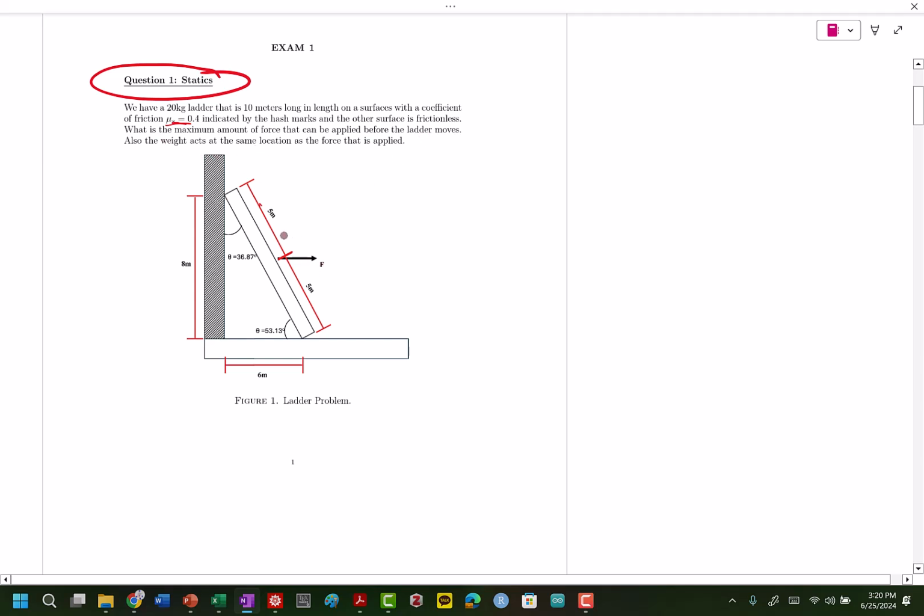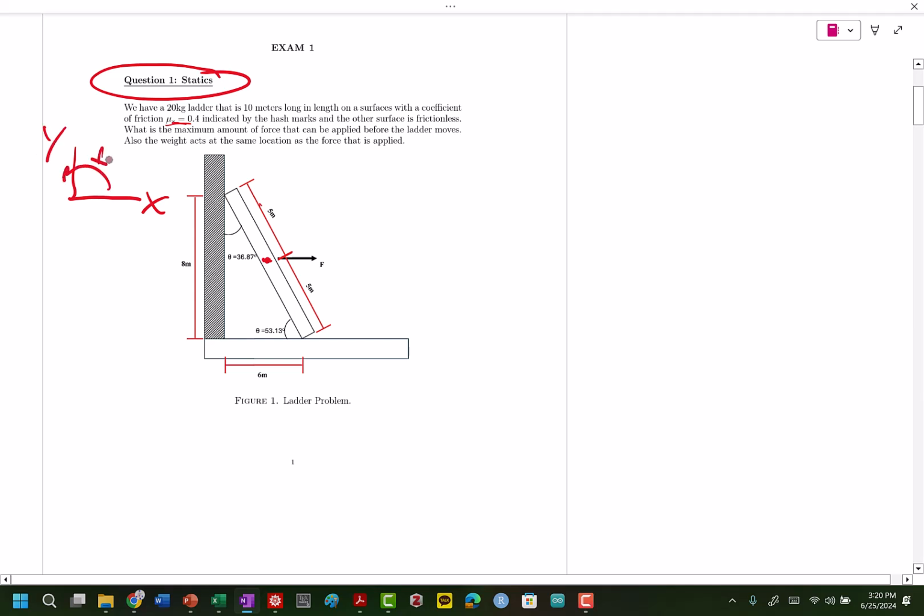Also, the weight acts at the same location where the force is applied, basically at this half length here, the G, or basically at the center of mass, or centroid. So for idealizations, we have to consider friction, and we need to consider the mass of the ladder, so that's what we're going to do here.